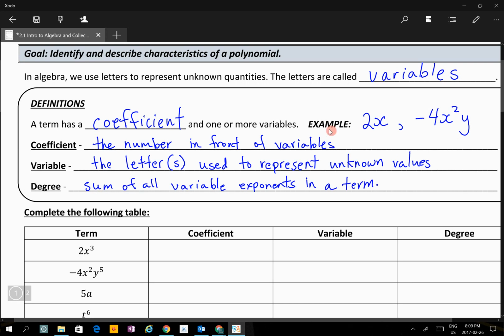So what does the degree mean? If you look at 2x here, the x has an invisible exponent of 1. So that 1 means that the degree of this term is 1. Here, negative 4x squared and y, my variables are x and y, so the exponents are 2, and the invisible exponent for y, which is 1. So 2 plus 1 is my sum, and 2 plus 1 is 3. So the degree of this term would be 3.